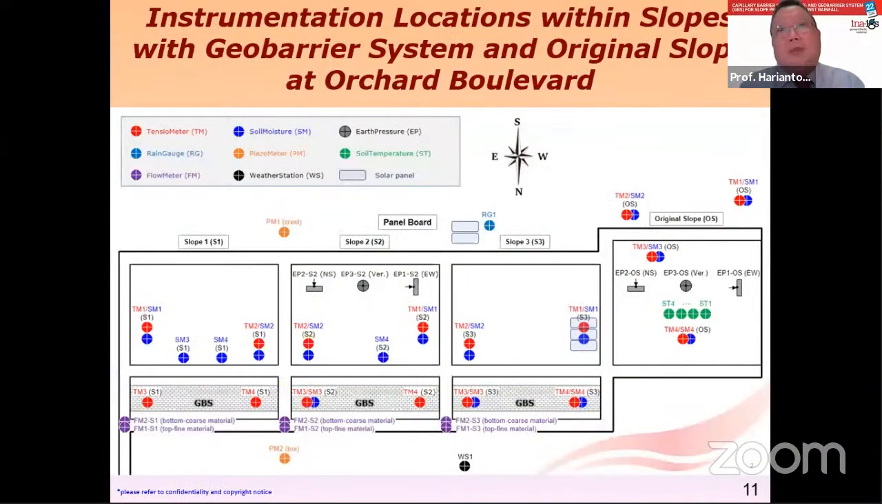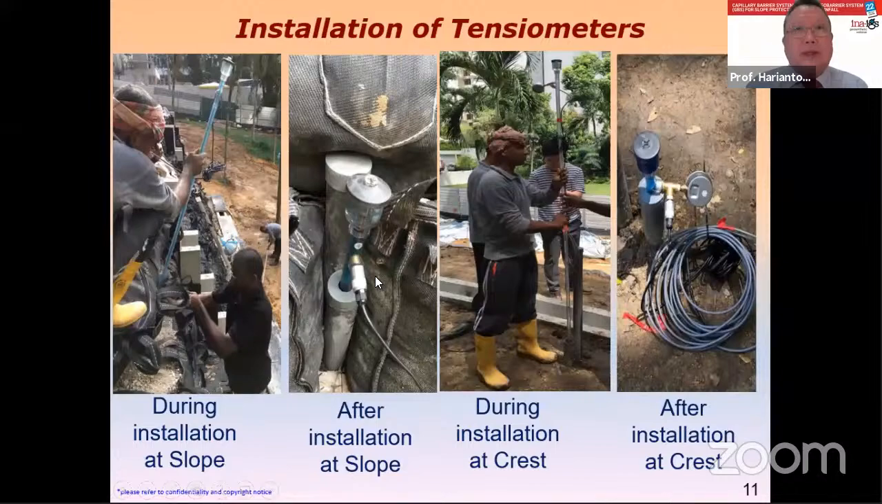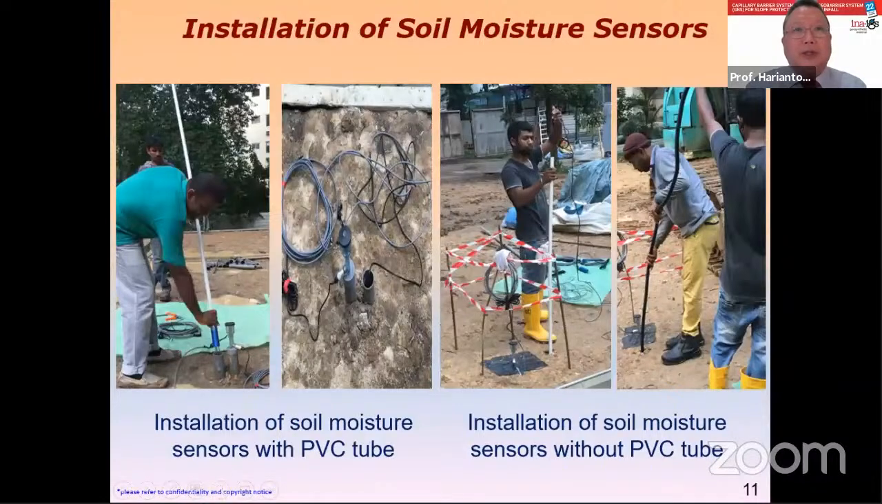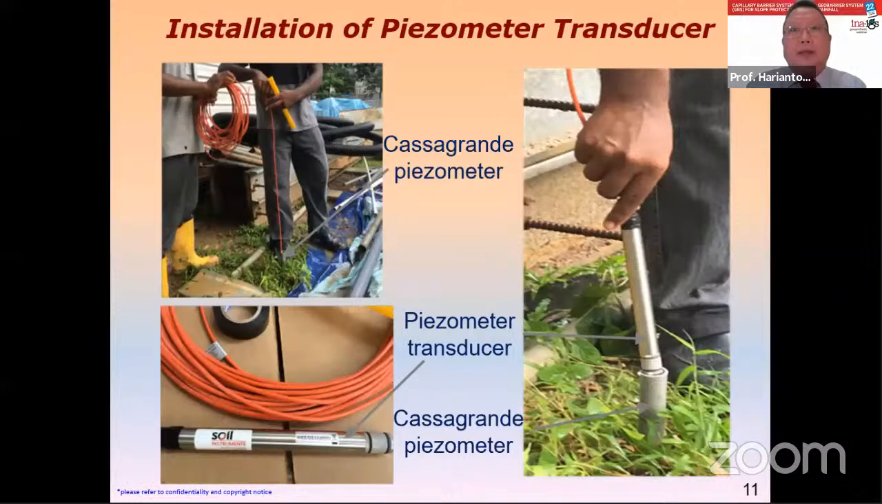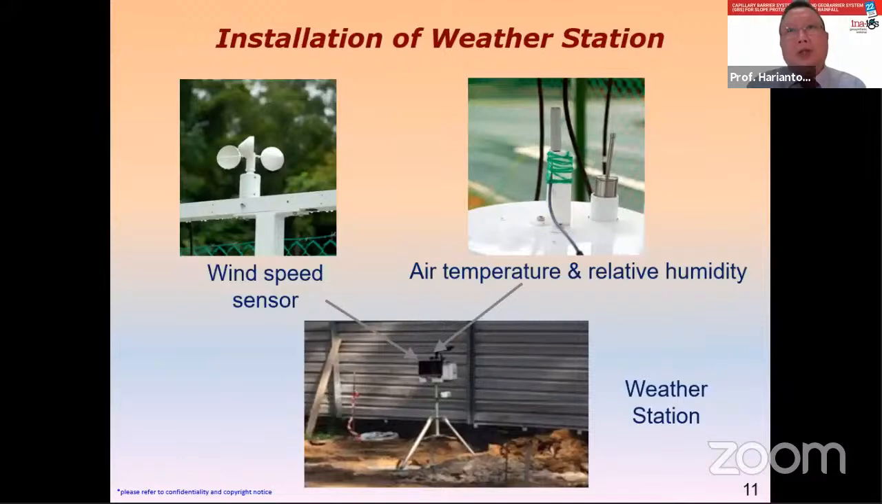And of course, we need to have some monitoring. We put the tensiometers and the moisture content measurements. These are the tensiometers, and these are the time domain reflectometry. And also, we measured the stress using the load cell and the weather station. So these are the measurements using tensiometers, right? Installations. And these are during the installations of the TDR, Casagrande piezometers, and these are the measurements using the load cell. These are the weather station.